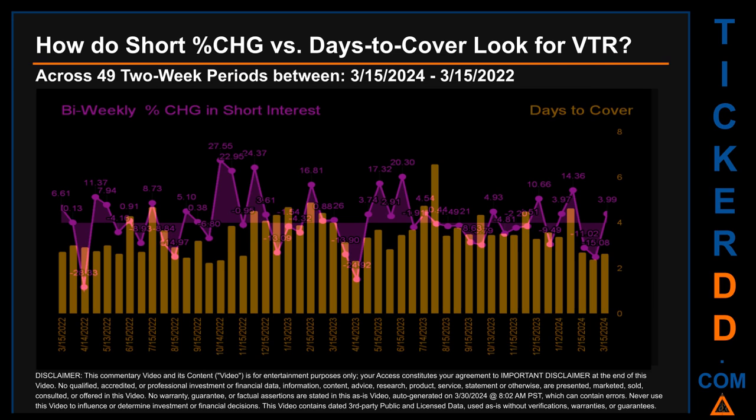Other interesting data points include: the largest percentage increase in short interest was 27.55%. It occurred once on October 14, 2022 settlement date. The largest percentage decrease in short interest found across those 49 2-week snapshots was minus 28.33%. It occurred once on April 14, 2022 settlement date. The average days to cover was about 3.53. The biggest days to cover was 6.58 and it happened once on July 31, 2023 settlement date.